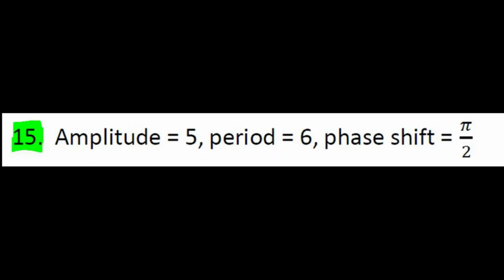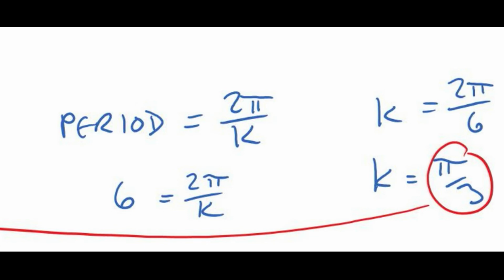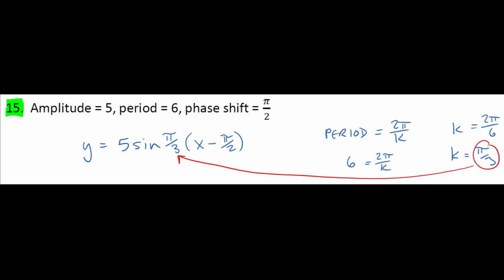It says, come up with a simple trig function, so like sine is what I used, that satisfies all these conditions. So we need an amplitude of 5, so that's just going to go in front of the sine. We need a period of 6, so that's the hard bit. I go over to the right here and I plug it in for my equation for period. So I do 2 pi divided by k, switch those all around. You end up with k is pi divided by 3, and that's what I put in front of the parentheses.